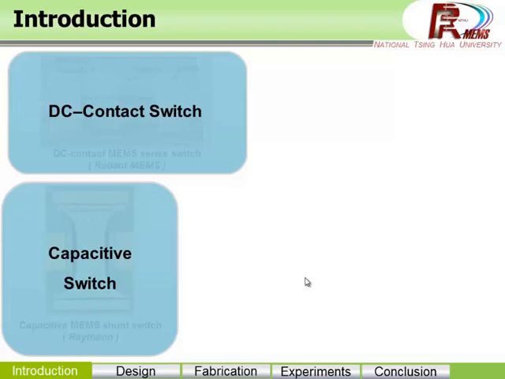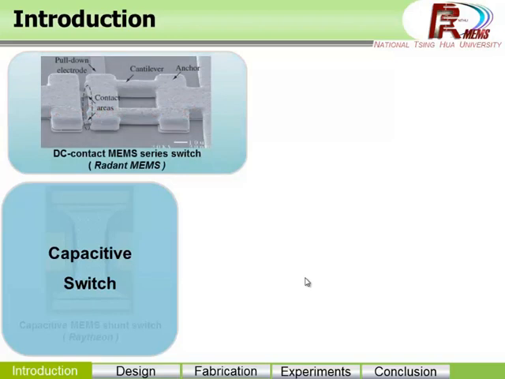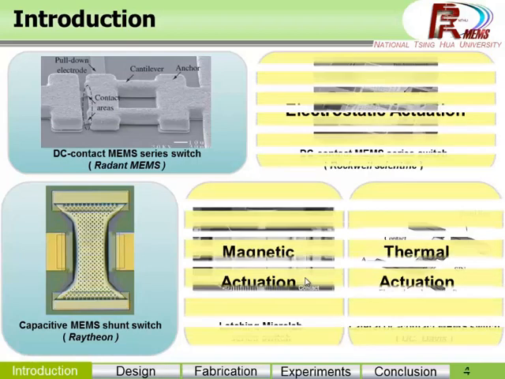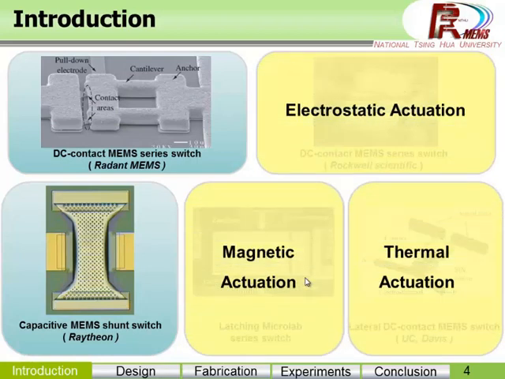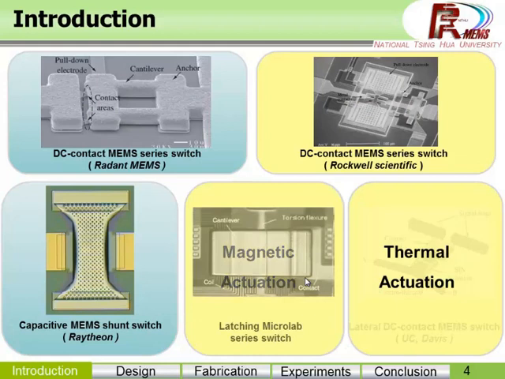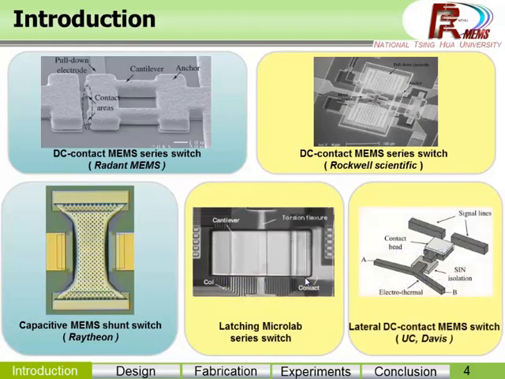We can define RF-MEMS switches into two categories by contact configuration, which are DC contact switch and capacitive switch. We can see an example of the Raytheon MEMS contact switch and a capacitive MEMS switch. On the other hand, in terms of the actuation mechanism, there are three major types: electrostatic actuation, such as the Rockwell switch; magnetic actuation, as in the microwave switch; and thermal actuation, as in the UC Davis DC contact switch.